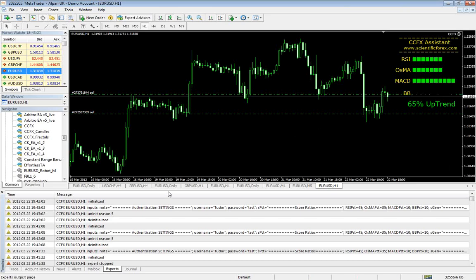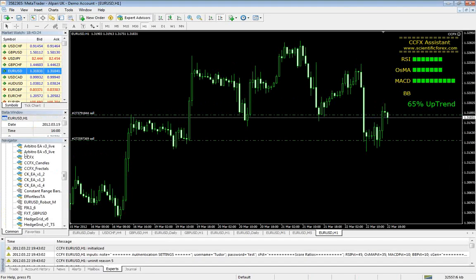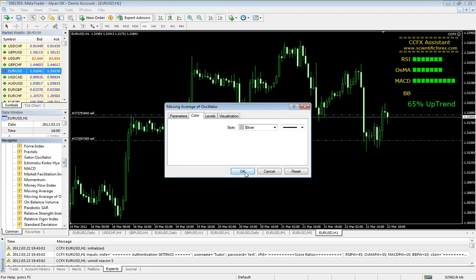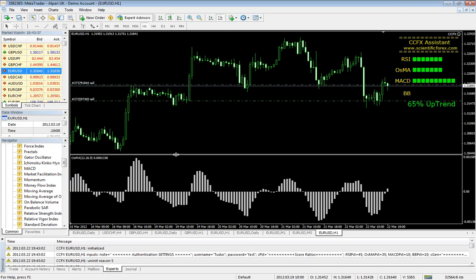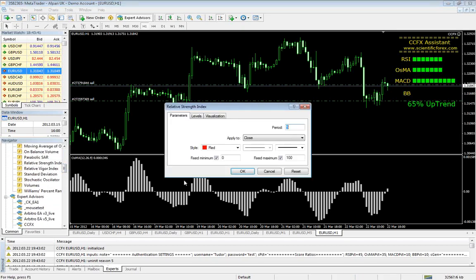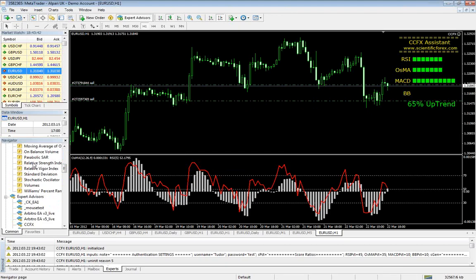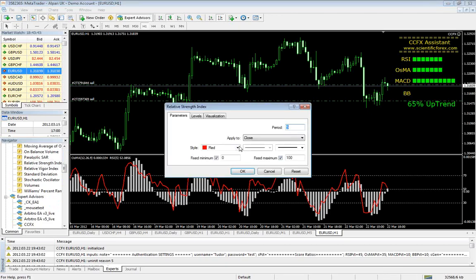Okay, cool. Let me add the Christina indicators in here. I'll start with OSMA, which is the moving average of oscillator. I'll just put this on in here. Okay, cool. Then we'll add the RSI, 5 and 14.